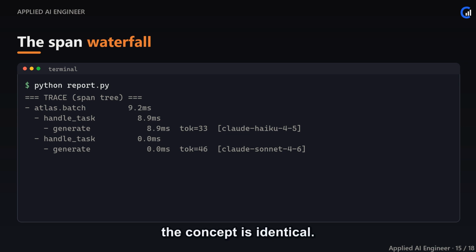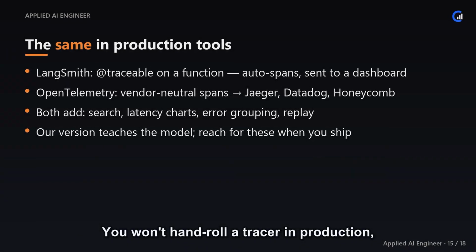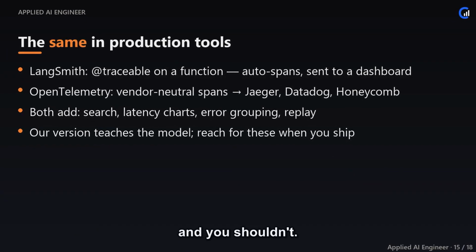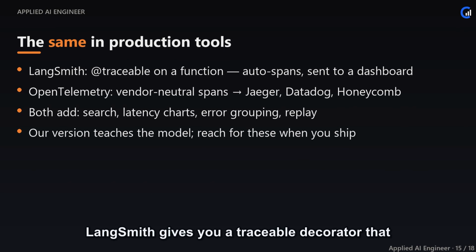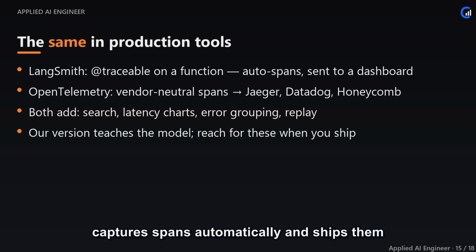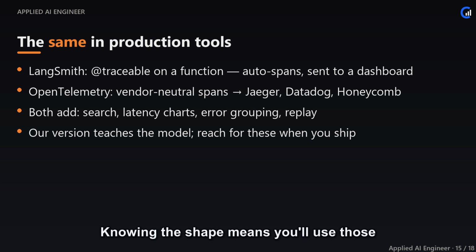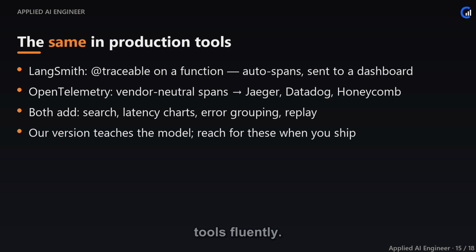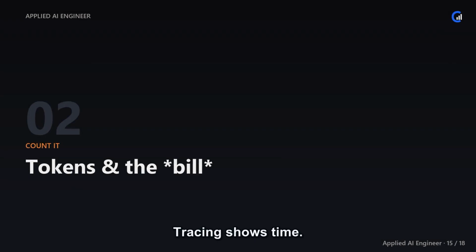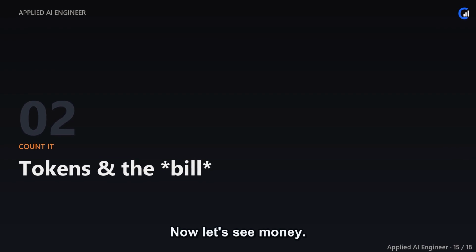The concept is identical. You won't hand-roll a tracer in production, and you shouldn't. LangSmith gives you a traceable decorator that captures spans automatically and ships them to a dashboard with search and replay. OpenTelemetry is the vendor-neutral standard that feeds Jaeger, Datadog, or Honeycomb. But every one of them is the span tree we just built, plus a network hop and a UI. Knowing the shape means you'll use those tools fluently. Tracing shows time. Now let's see money.